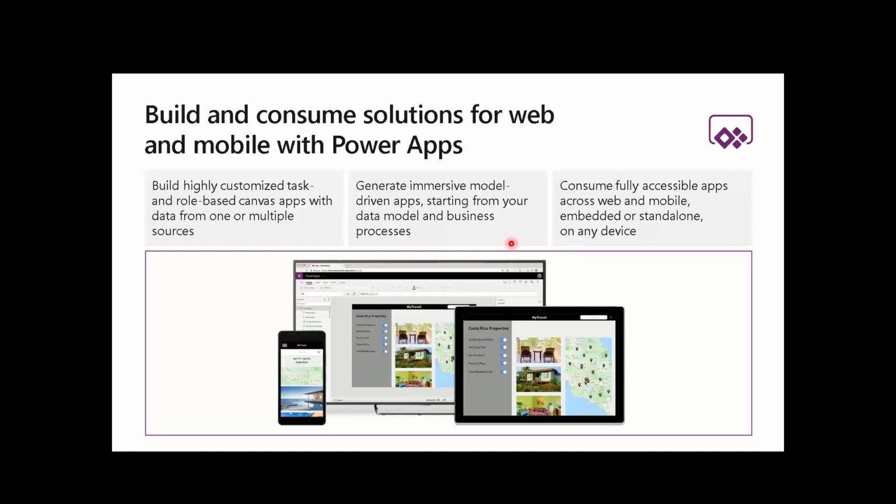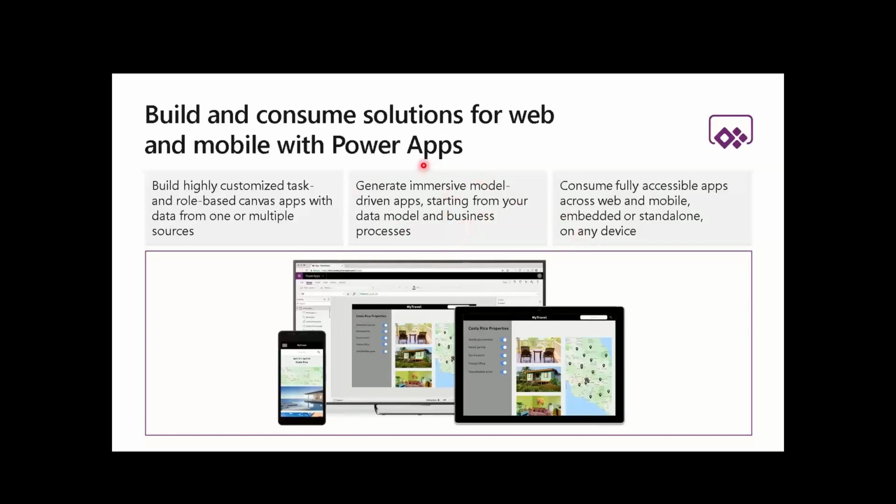Whereas the model driven app is basically a totally data centric app, where we heavily use our data. For example, in the Power Platform we have different applications like the sales app, finance and operation applications, and customer app. Those are basically the model driven apps.